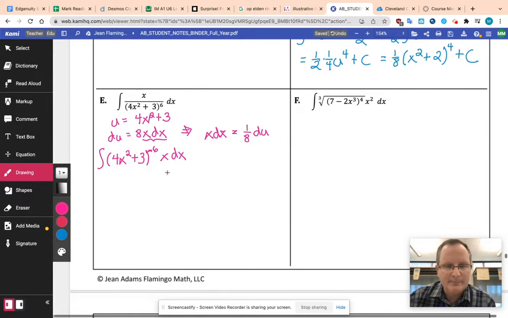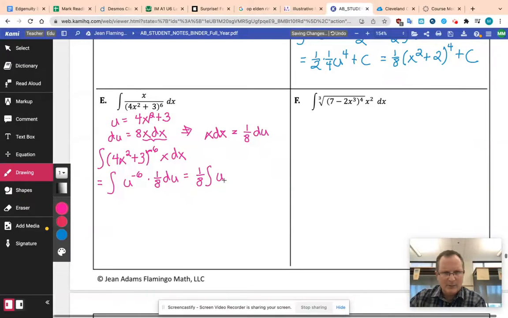All right, so now let's rewrite. Based on our substitutions, this will equal the indefinite integral of u to the negative 6, and then x dx is 1/8 du. Instead of that step there, you could have just said, all right, 1/8 out front. You can factor out any constants. And then I've got u to the negative 6 du.